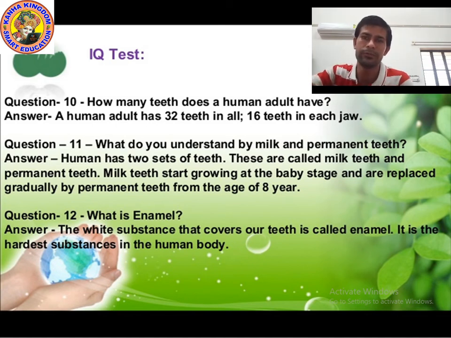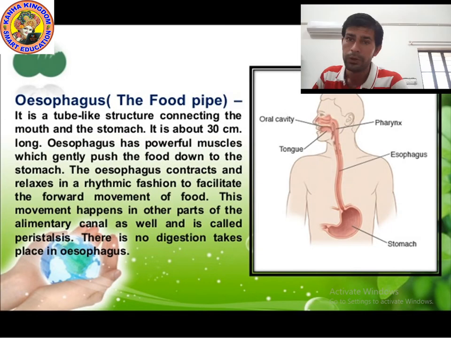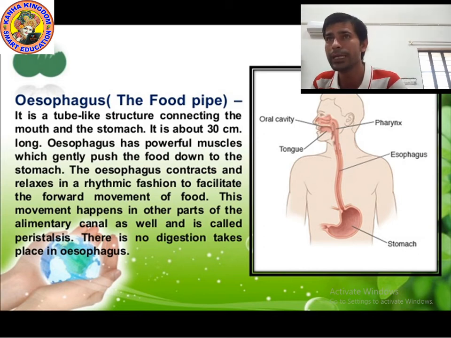Now let's study one more topic. Let's move on to the next point. Okay kids, the first part of the digestive tract is the mouth. We have studied about the mouth. Now the next topic is esophagus. Check out the spelling of esophagus: O-E-S-O-P-H-A-G-U-S. Yes, this is the spelling of esophagus.